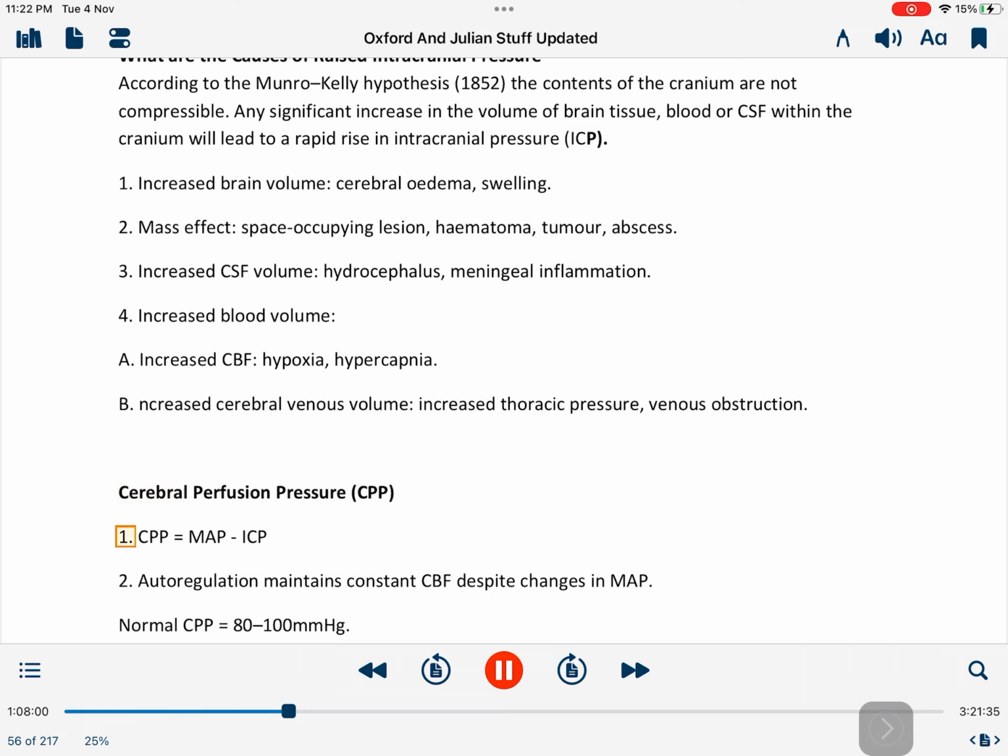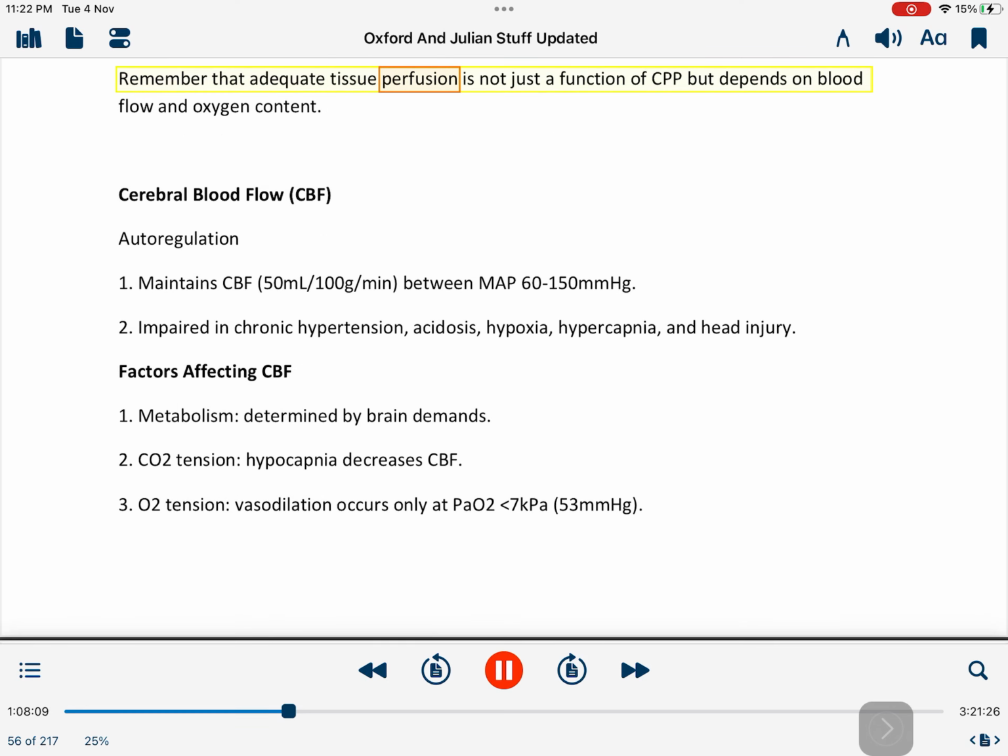Cerebral perfusion pressure, CPP. 1. CPP equals MAP minus ICP. 2. Autoregulation maintains constant CBF despite changes in MAP. Normal CPP equals 80-100 mmHg. Remember that adequate tissue perfusion is not just a function of CPP but depends on blood flow and oxygen content.